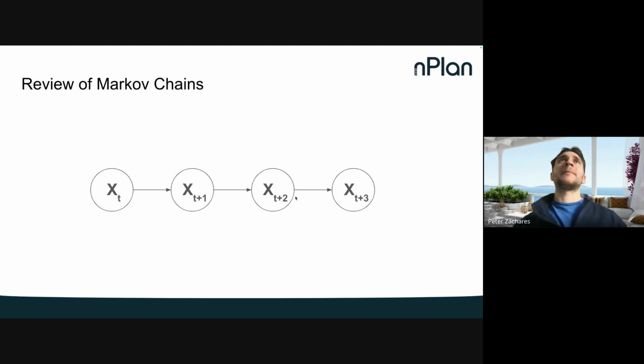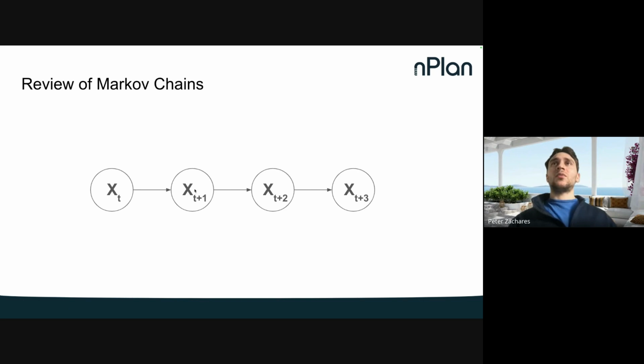Okay, so let's do a review of Markov chains. This is a very basic diagram of the conditional dependencies in a Markov chain. Every state is dependent on the state before it, and if you have knowledge of the current state, you don't need knowledge of the prior states. It doesn't provide any additional information about what the future states of the system will be.